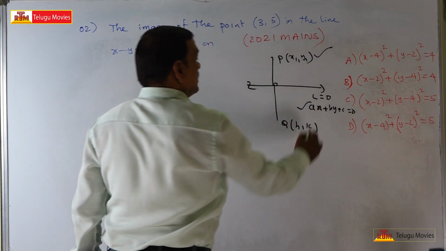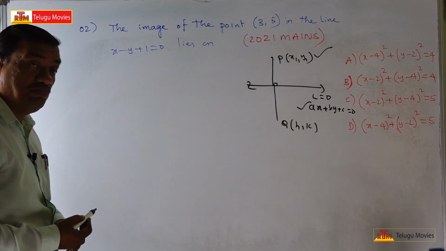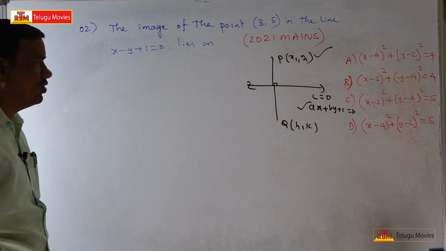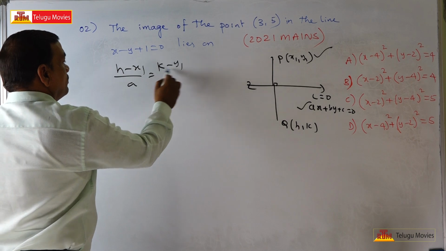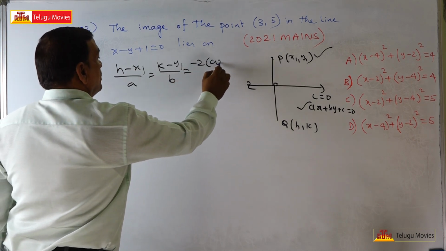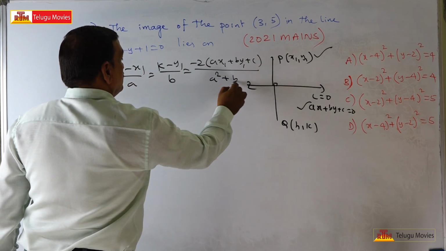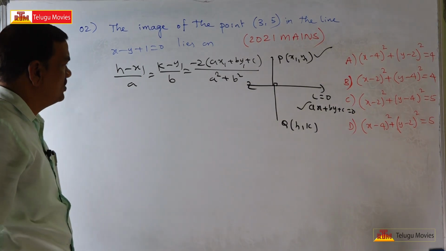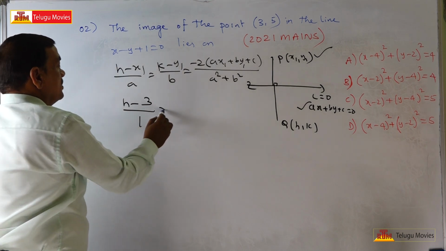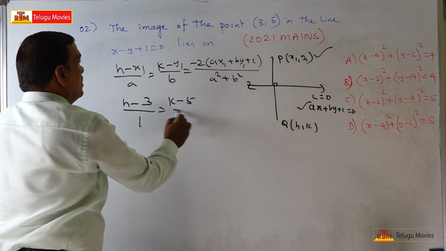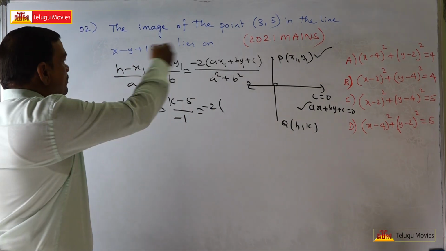You know the point, you know the line. So, how to find the image of the point P x1 comma y1 with respect to the line ax plus by plus c is equal to 0. We have a very beautiful formula: h minus x1 by a is equal to k minus y1 by b is equal to minus 2 of ax1 plus by1 plus c under a square plus b square. Don't write square root, only a square plus b square. So, h minus x1 is 3, the a value is 1, k minus y1 is 5, the b value is minus 1, and minus 2 of ax1 plus by1 plus c means you substitute this point here.